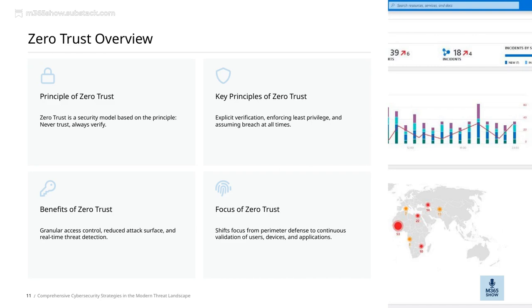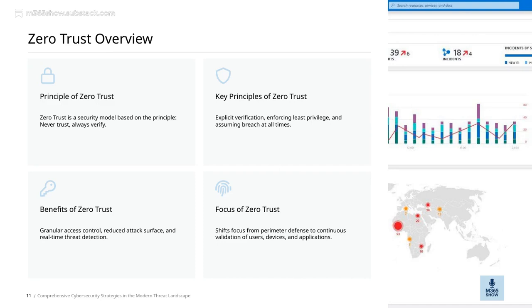Now, what are the benefits of adopting Zero Trust? First, it requires explicit verification. Never assume trust based on location or previous access. It enforces the principle of least privilege, meaning users only get access to what they truly need to do their jobs. And importantly, it operates under the assumption that a breach could happen at any time, so continuous verification is essential.